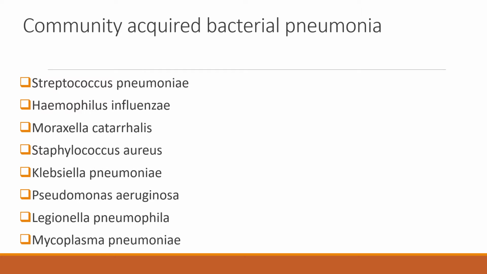Now we'll first discuss community acquired bacterial pneumonia, and these are the common organisms that lead to bacterial pneumonia: Streptococcus pneumoniae, Haemophilus influenzae, Moraxella catarrhalis, Staphylococcus aureus, Klebsiella pneumoniae, Pseudomonas aeruginosa, Legionella pneumophila, and Mycoplasma pneumoniae. We'll see each of these in detail, how it leads to pneumonia and what the clinical features are.